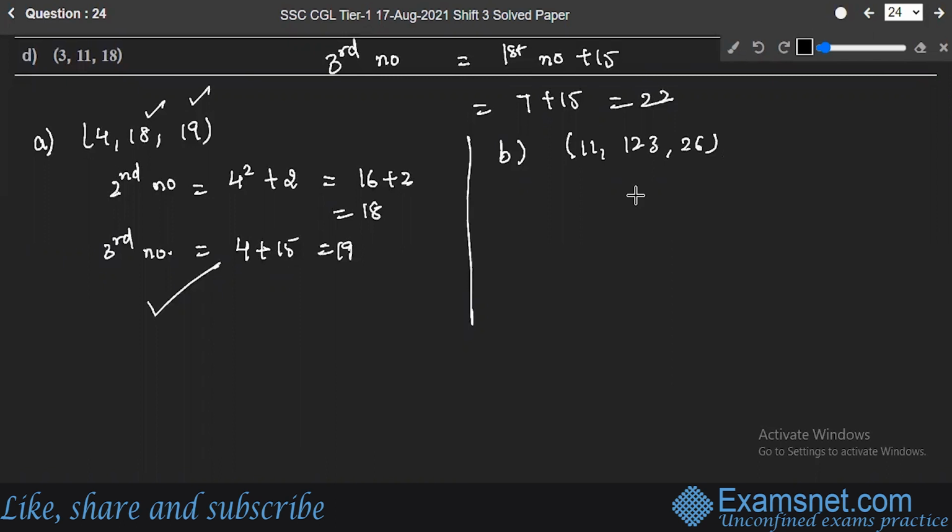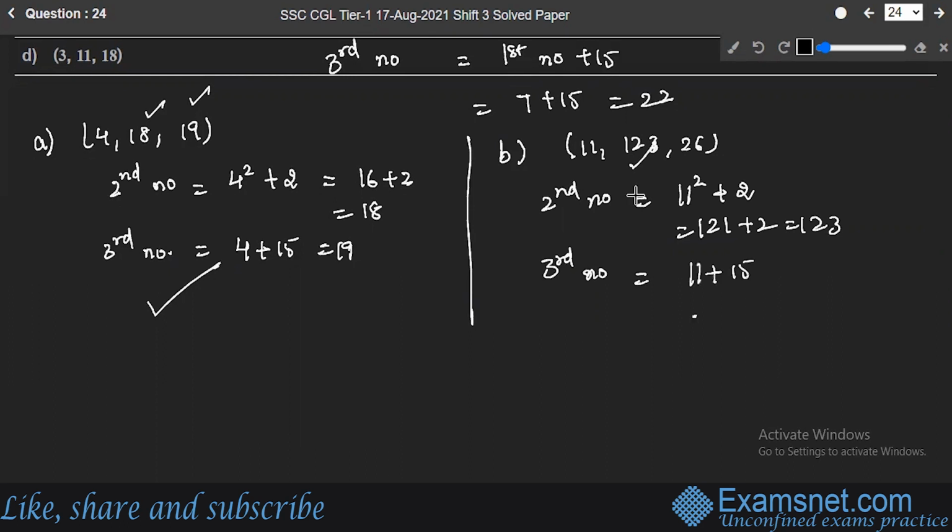So second number should be square of the first plus 2, that is equal to 121 plus 2, which is 123, which is absolutely correct. Third number is equal to first number plus 15, 15 plus 11 gives you 26, which is again correct. So that means even this is a correct one. Let's move with the third part, C part.